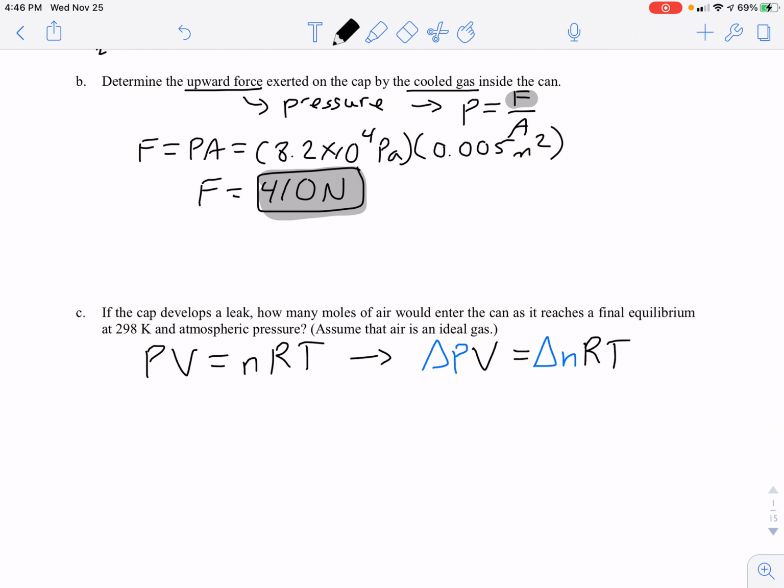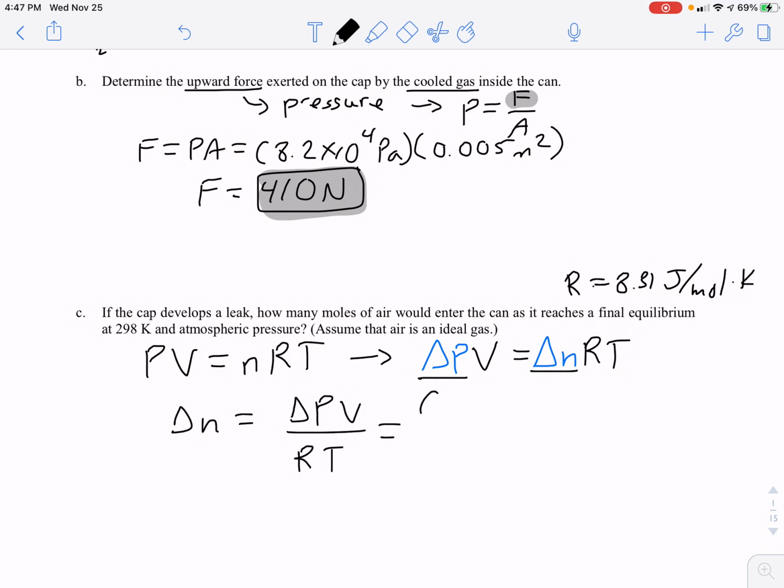times R times T. Now remember, R in the ideal gas law is a constant, and it's about 8.31 joules per mole Kelvin. You don't need to memorize it. This is just a number given on the AP exam. So we can use this as a modified version of ideal gas law to solve for the increase of gas. Delta N would represent the increase of air added to the can to match the increase in pressure. And we're going to solve for delta N. Delta N would essentially equal delta P times V over RT.